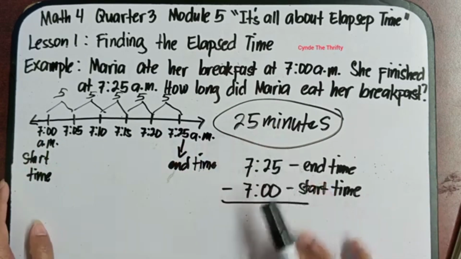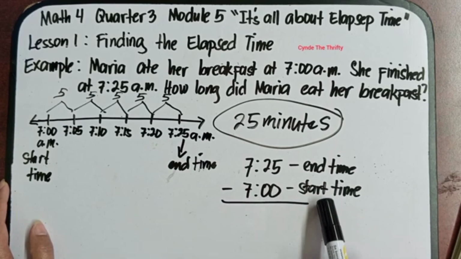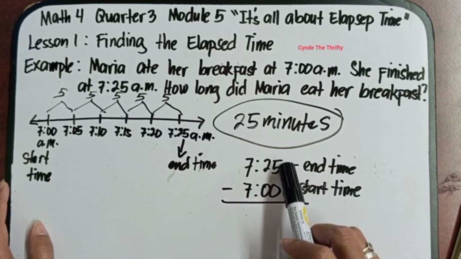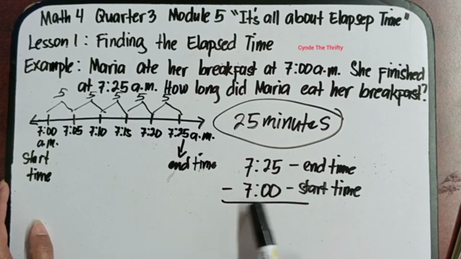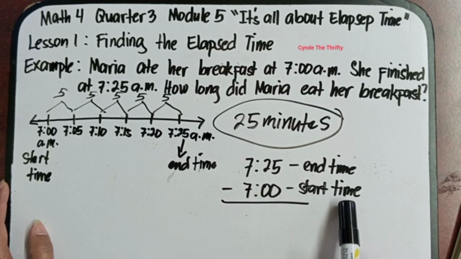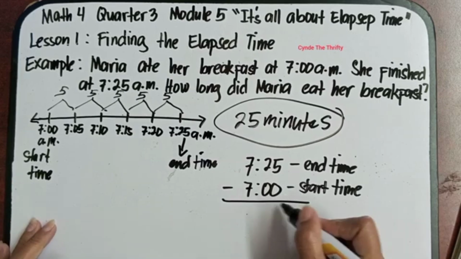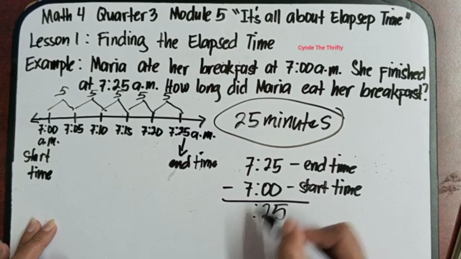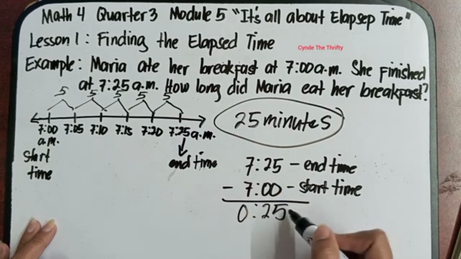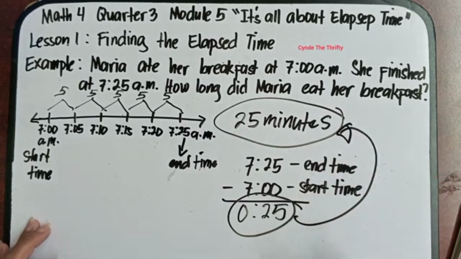So, ngayon is itry natin yung subtraction. So, isubtract natin itong ating start time sa ating end time. So, ang 7:25 ay ang end time natin at ang 7 a.m. is ang ating start time. So, isubtract natin siya. 5 minus 0 is equal to 5. And then 2 minus 0 is equal to 2. And then 7 minus 7 is equal to 0. So, same lang yung sagot nila, 25 minutes.